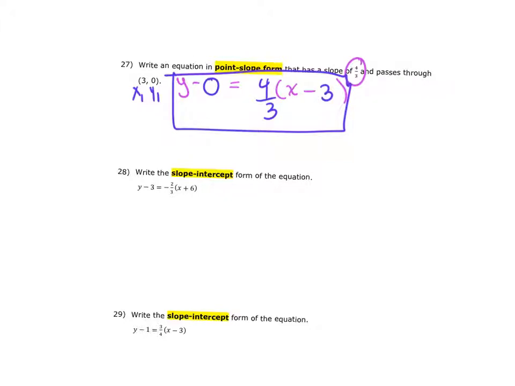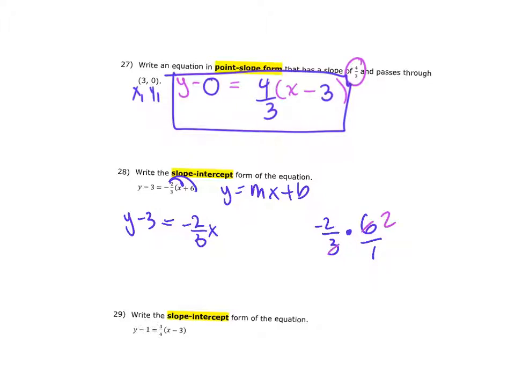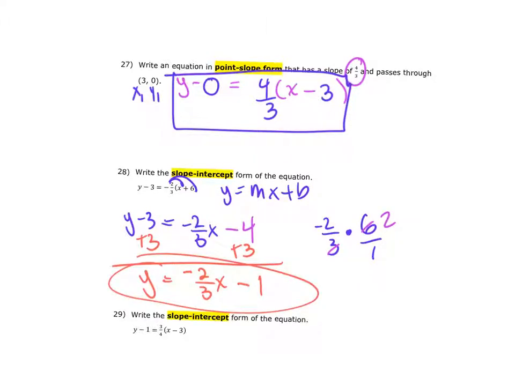Write the slope-intercept form of the equation. So the slope-intercept form, y equals mx plus b. That means I need to distribute. I get y minus 3 is equal to -2/3 x, and then I'm going to multiply -2/3 times 6. If you have your calculator, it's going to immediately tell you the answer is -4. Still not in slope-intercept. I have to add 3 to bring it over to the right, and I get y equals -2/3 x minus 1. That is slope-intercept. That was pretty easy though.